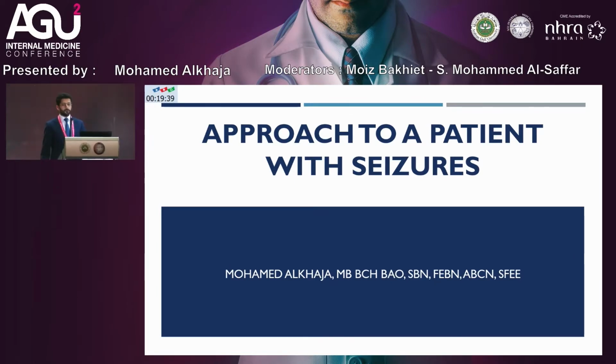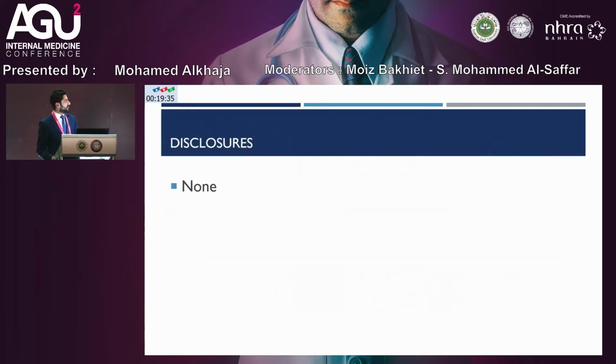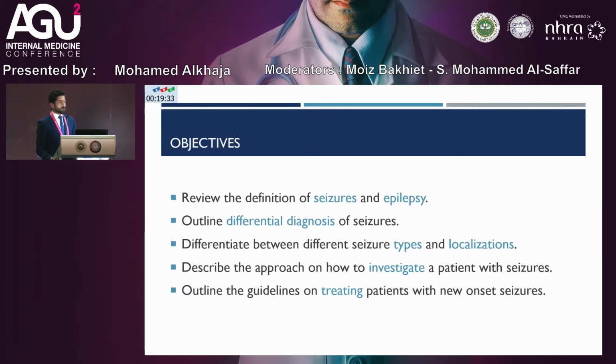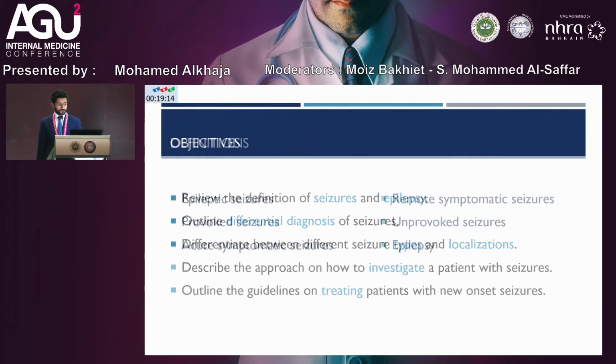First of all, in order to approach seizures, you've got to know what a seizure is. So we'll begin with definitions. I have no disclosures, and our objectives here are to review the definitions of seizures and epilepsy, then to outline the differential diagnoses, to differentiate different seizure subtypes, and to outline how you're going to investigate a patient with seizures. And then we're going to go through the guidelines of treating patients with new onset seizures.